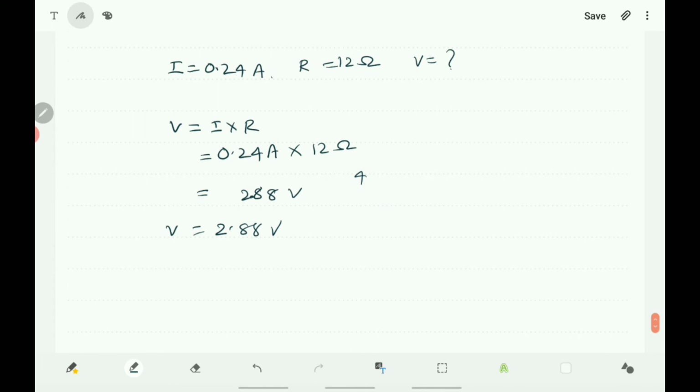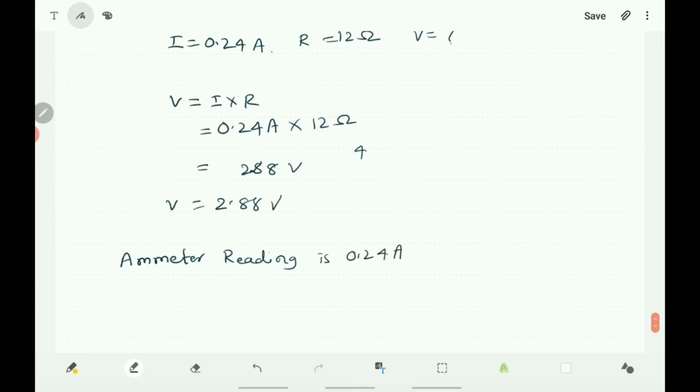So the ammeter reading is 0.24 amps, and the voltmeter reading is 2.88 volt.